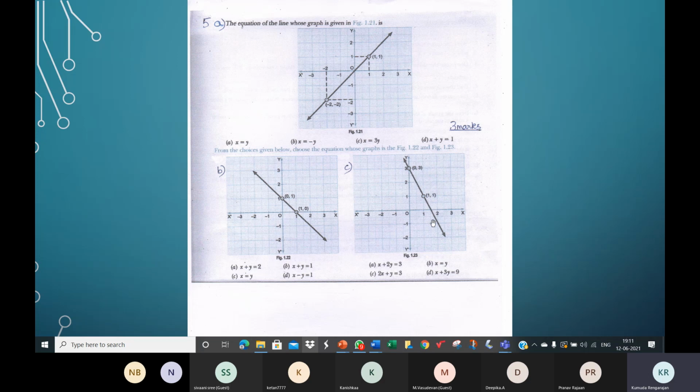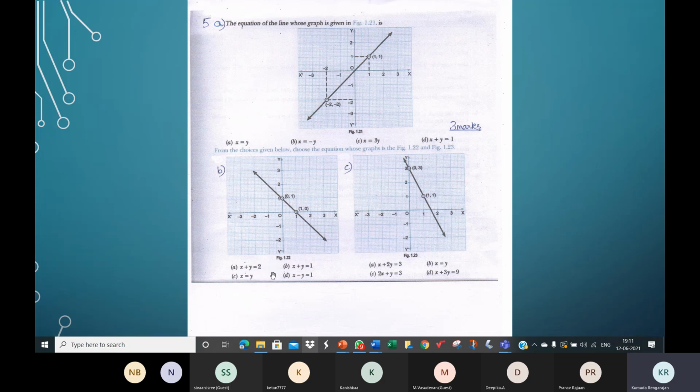Okay, so for B, which is the option for B? Ma'am, B, ma'am, x plus y is equal to 1, ma'am. Yes, because x plus y is clearly not 2. 0 plus 1 is not 2. And x minus y is equal to 1? Here x minus y is 1, but here x minus y is minus 1. So this cannot be the equation.